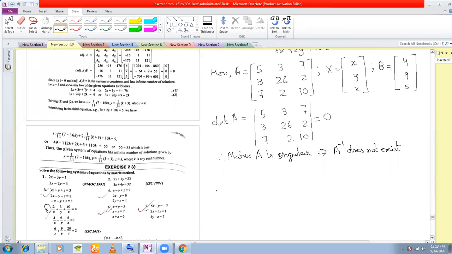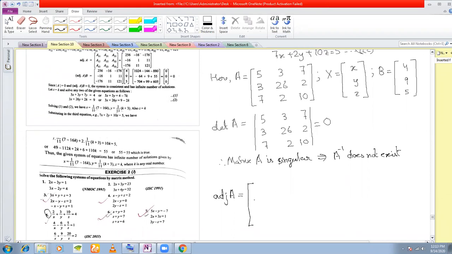In this case, we proceed to find out the adjoint of A. Adjoint also I'm not doing; I'm simply writing it here. You check the adjoint, I leave it as an exercise. Adjoint of A is 256, minus 16, minus 176, minus 16, 1, minus 11, minus 176, minus 11, 121. This is what you will get as your adjoint.